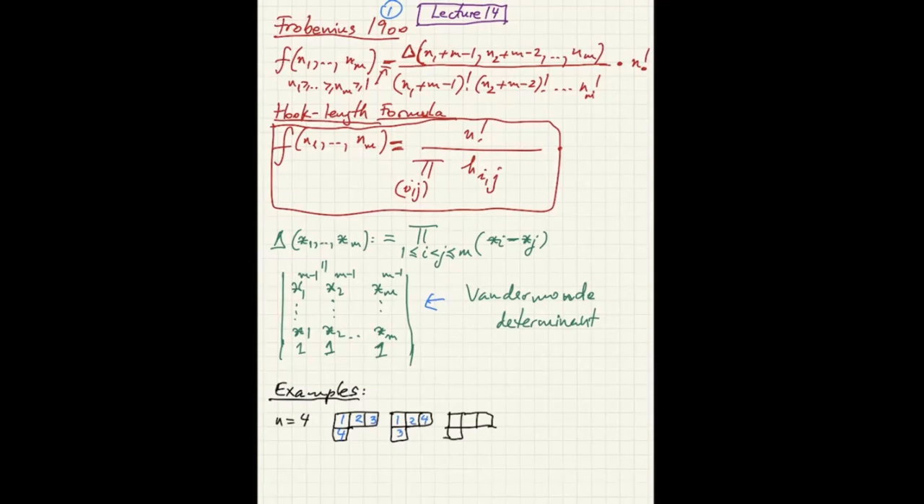And then we can do 1, 3, 4, and 2. I think these are all of this shape. So n equals 4, and the shape is 3, 1. So it looks like f(3,1) is 3. Now, what does the hook length formula give?